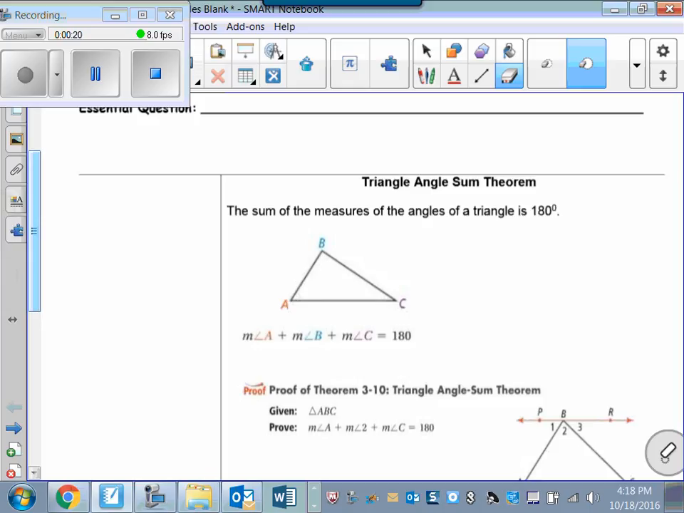It says that the measures of the interior angles of a triangle, the sum of the measures, is 180 degrees. You've known this for many, many years, but what you probably didn't know is that it had a name, and that's its name right there. All right, and how do parallel lines enter into this discussion?